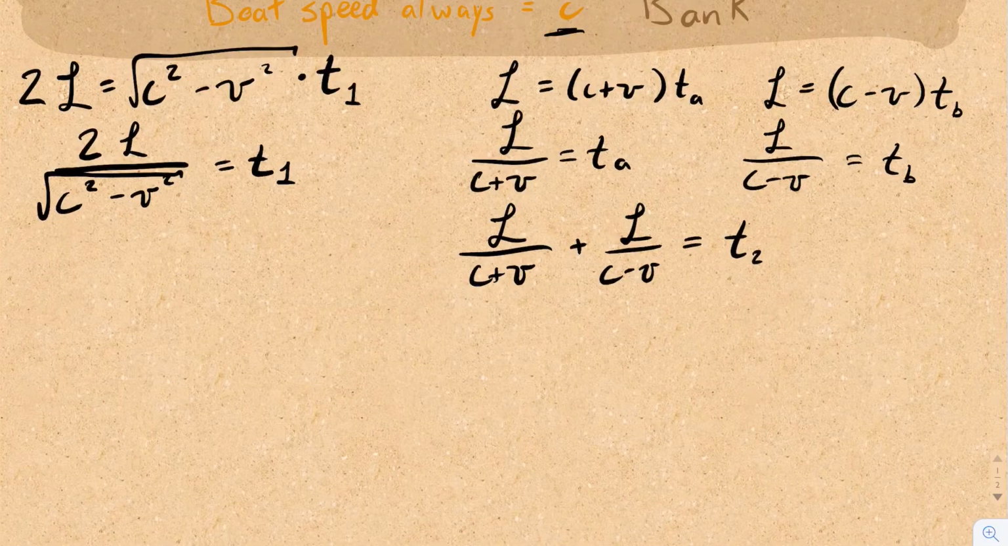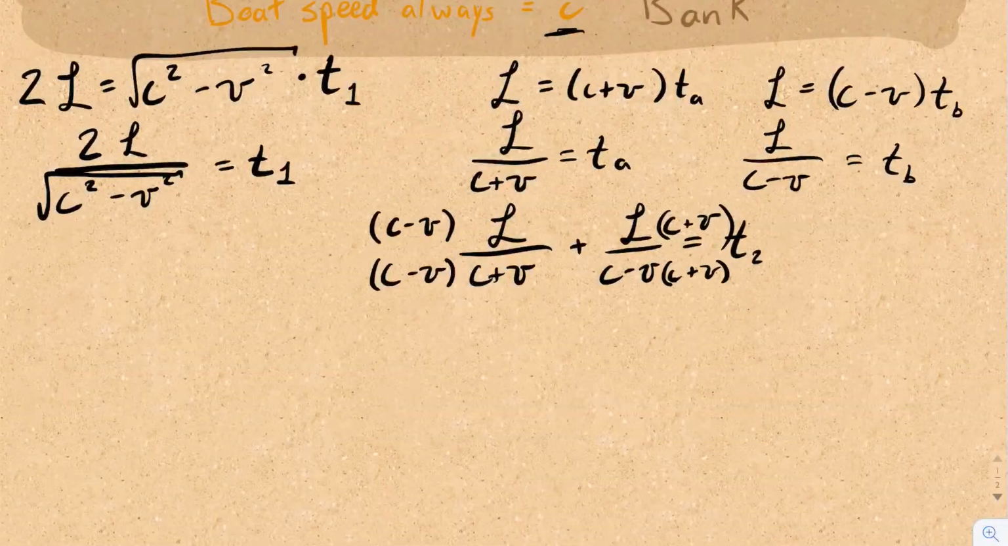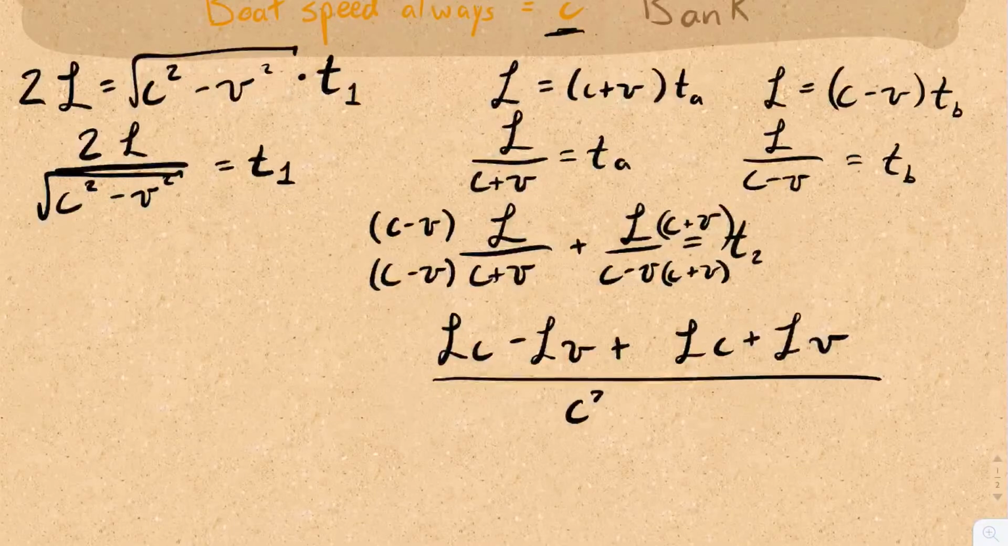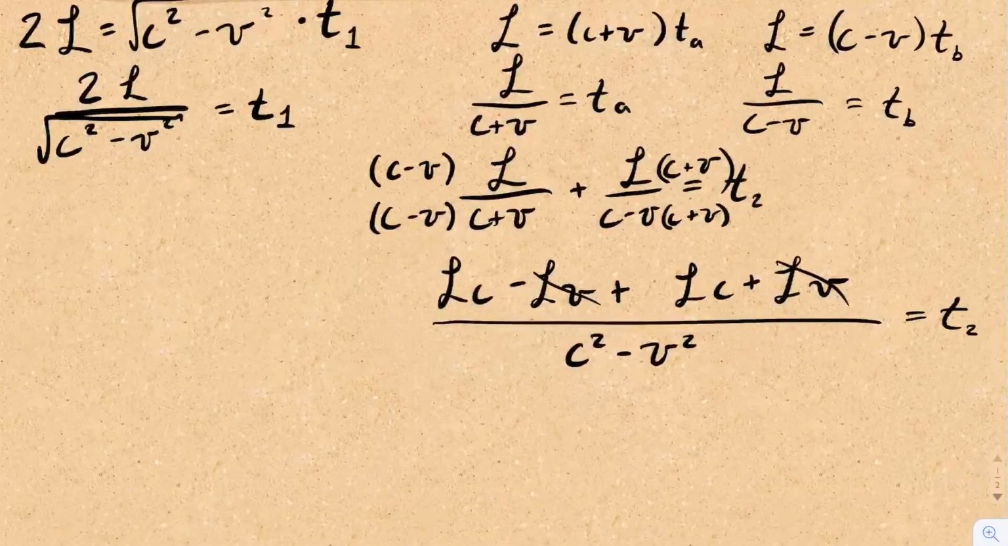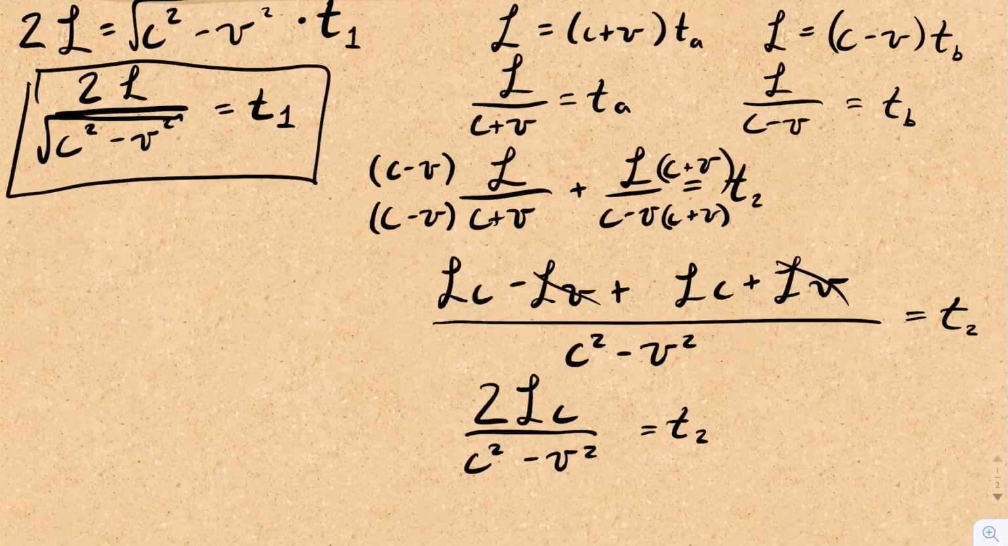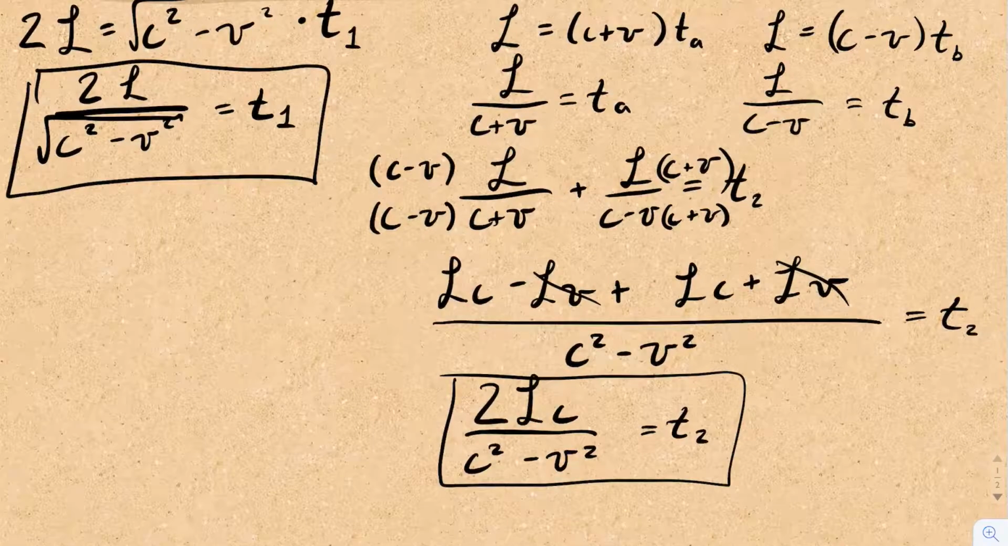So now to add these up, we have to find the common denominator. So just doing this FOIL out, we get LC minus LV plus LC plus LV, and then over the common denominator of c squared minus v squared. So these LVs actually cancel out. So then we're left with a final answer of 2LC over c squared minus v squared equals time 2. So these are the amount of time that each boat is going to take to complete its journey.